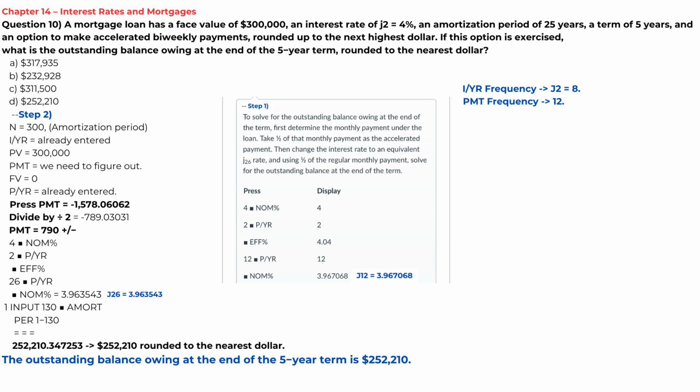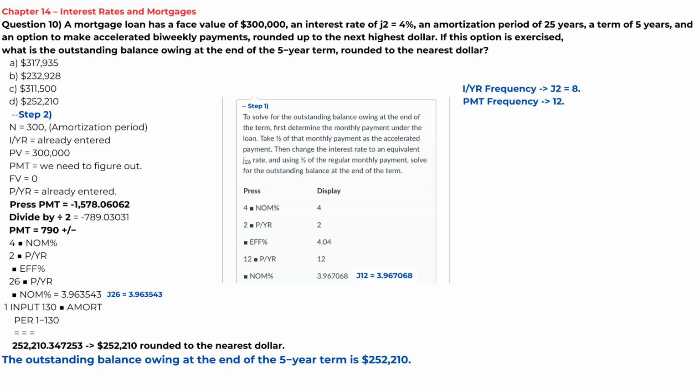Question 10. A mortgage loan has a face value of $300,000, an interest rate of J2 equals 4%, an amortization period of 25 years, a term of 5 years, and an option to make accelerated biweekly payments rounded up to the next highest dollar. If this option is exercised, what is the outstanding balance owing at the end of the 5-year term rounded to the nearest dollar? Step 1.